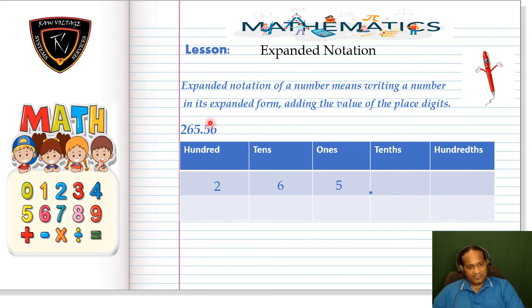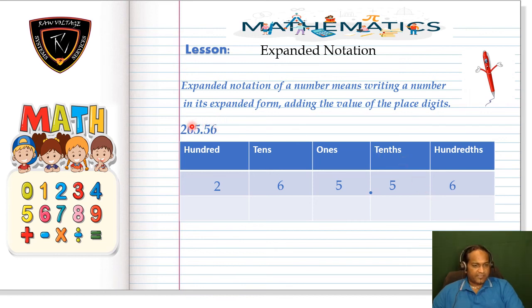Now, on the right of the decimal point, the first digit is the tenth place. We put the 5 in the tenth place. And the next one is the hundredth place. We put the 6 in the hundredth place. You won't normally get anything bigger than these, like 3 decimal places. You would mostly get the first decimal place and the second decimal place.